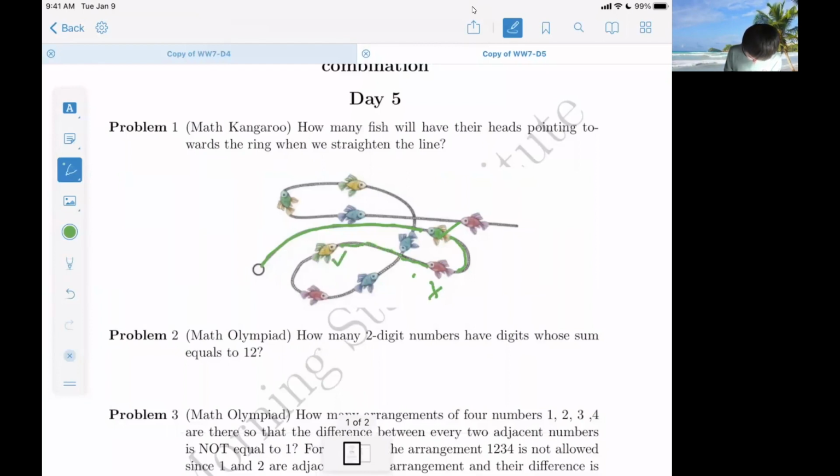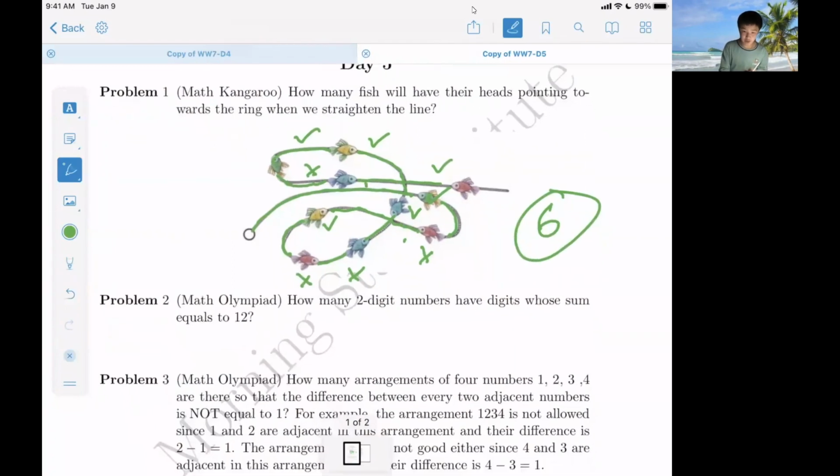Head, check. Tail, cross. Tail, cross. Head, check. Check. Check. Cross. Check. So there are a total of 6 checks in this picture. So there are 6 fish pointing at the ring when the line is straightened out.